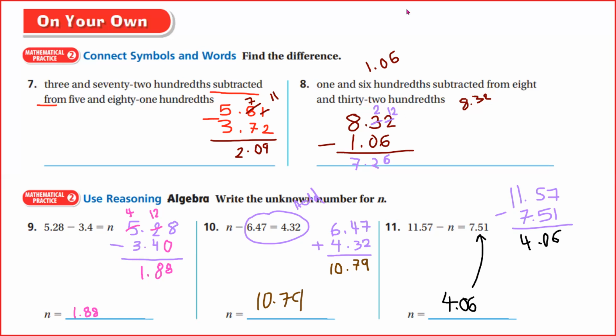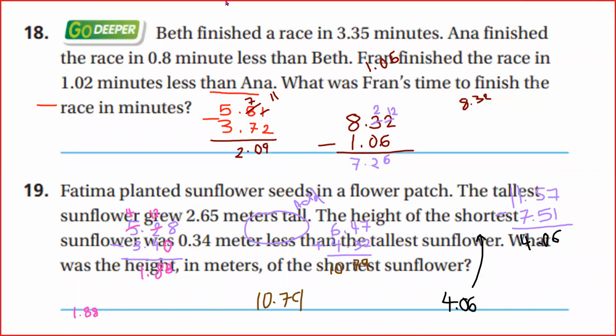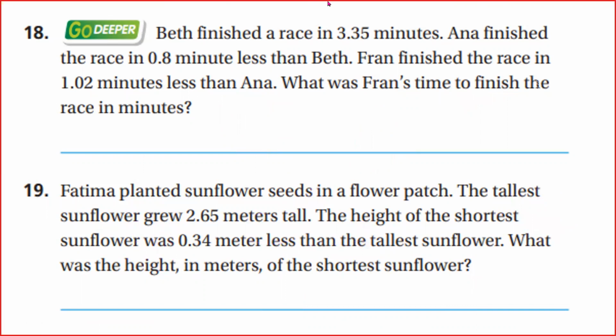Okay. Now without making the steps, you can do as you want. Yani, you can do what you want. Now number 18. Noor. Where's Noor?